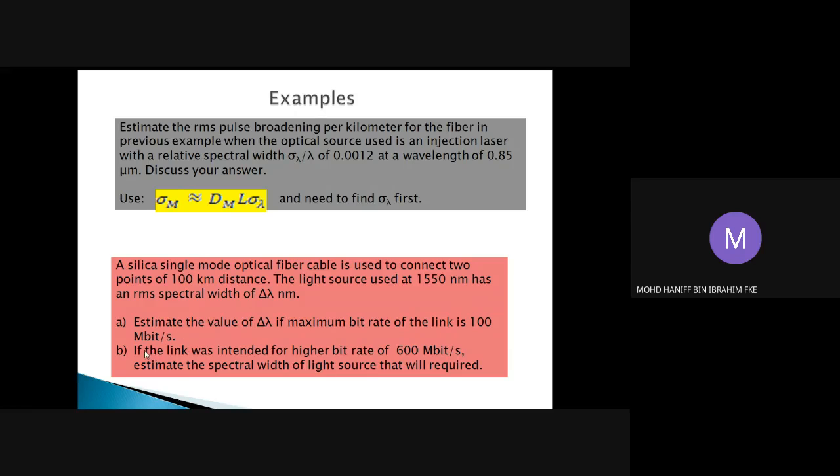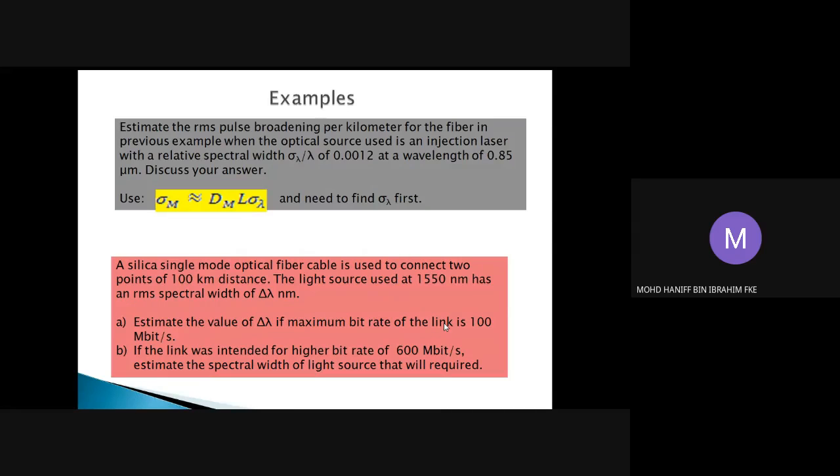Part B: if the link was intended for a higher bit rate of 600 megabit per second, estimate the spectral width of the light source that will be required. So this question is quite challenging. We need to understand the concept clearly for this particular case.